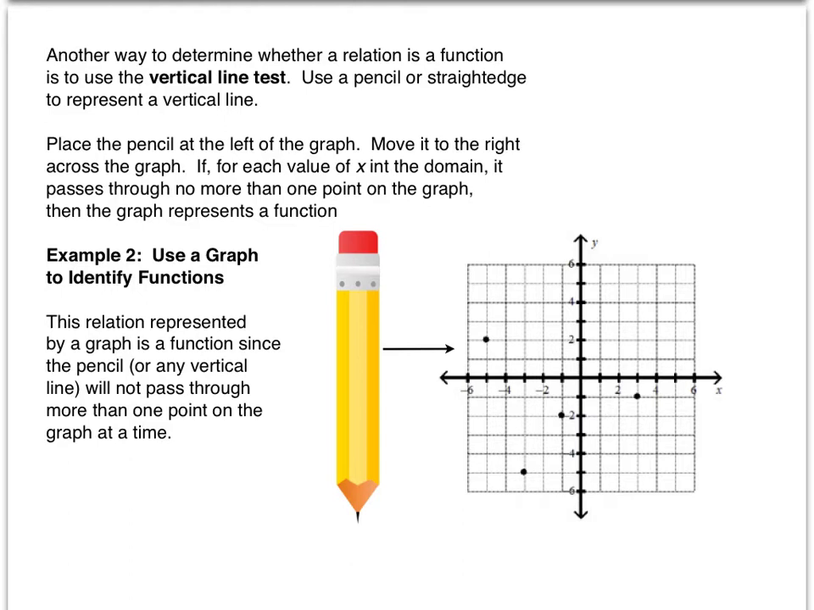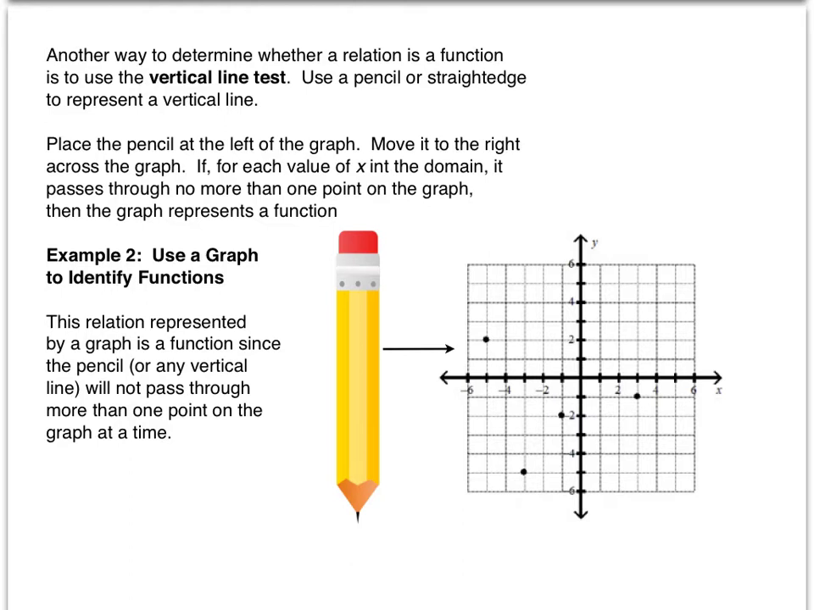Another way to determine whether a relation is a function is to use the vertical line test. In the vertical line test, you'll use a pencil or a straight edge to represent a vertical line. Place the pencil at the left of the graph. Move it to the right across the graph. If for each value of x in the domain, it passes through no more than one point on the graph, then the graph represents a function.